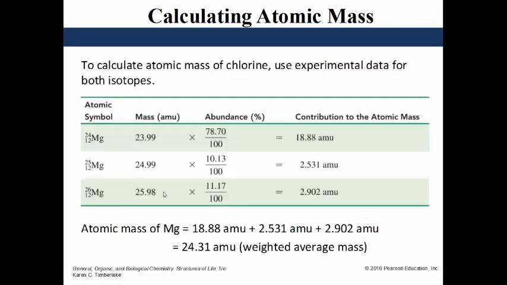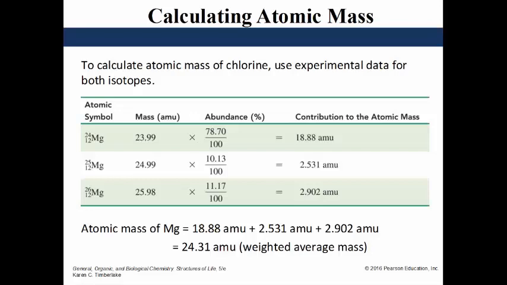All right, this table here shows the three different naturally occurring isotopes of magnesium. Magnesium 24, 25, and 26. And the masses of those isotopes. So the mass for magnesium 24 is 23.99. Officially 24.99, 25.98. The most abundant, the most commonly occurring of these three isotopes is this one here, magnesium 24. That is found 78.7% of the time.